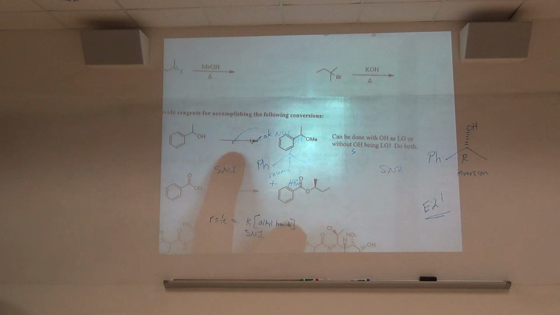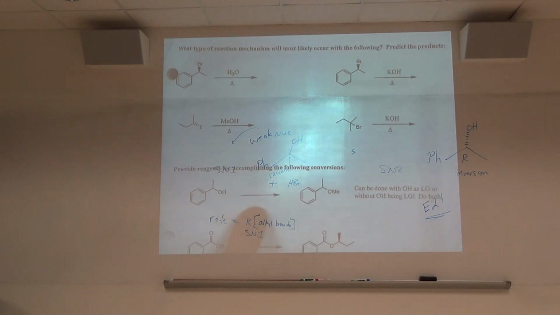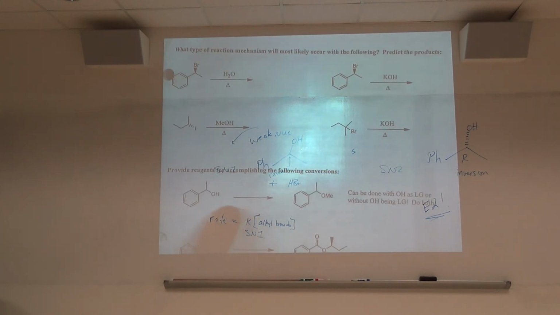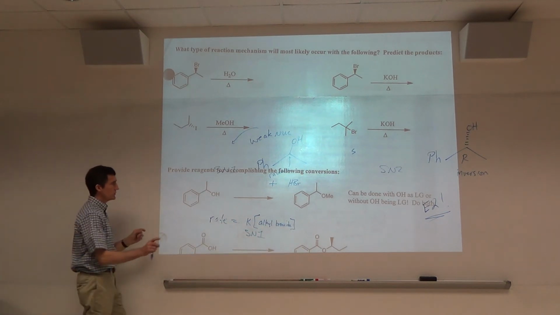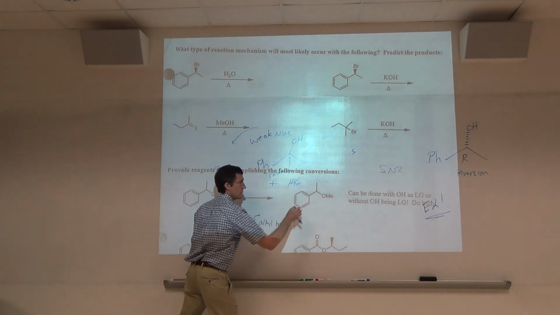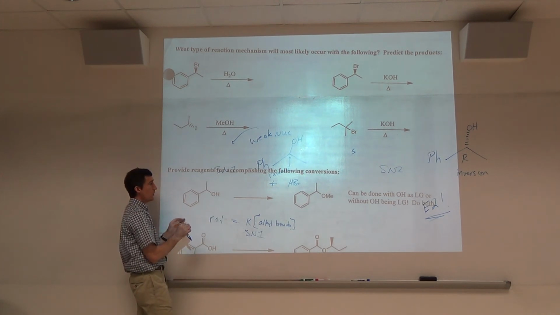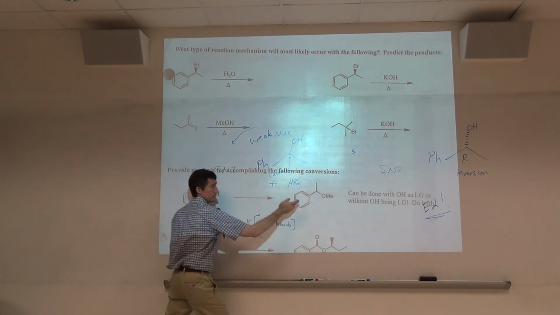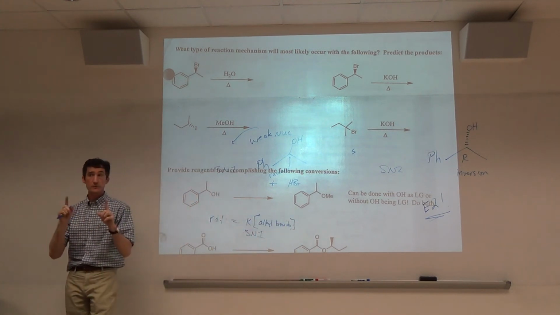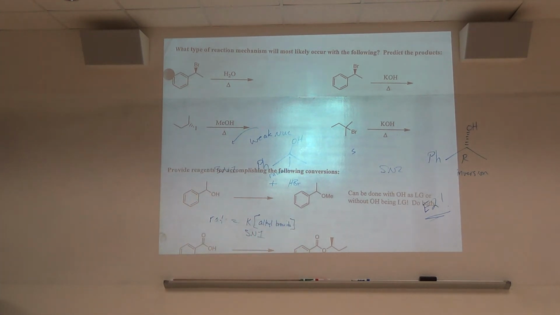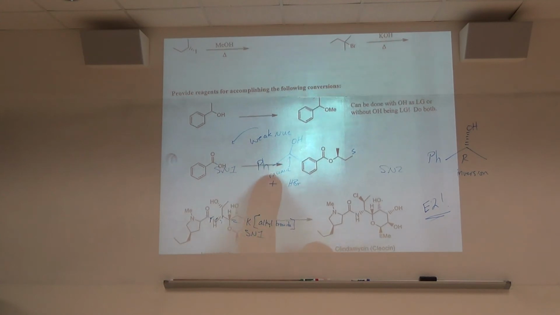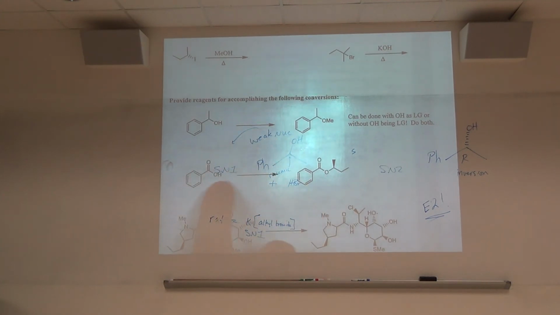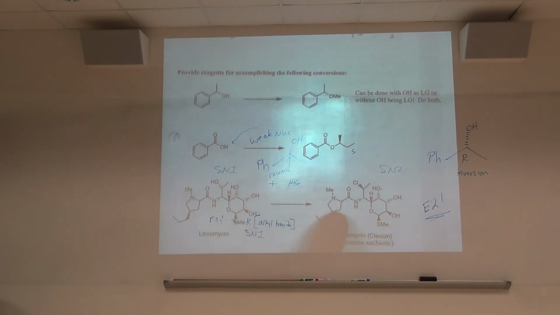Let's look below. You may be asked to supply reagents. How would you convert this to that? There's actually two different ways to do it, depending on which bond you want to make. You could either make the O-methyl bond, or you could replace all this with a new O-methyl. Two different ways. Think about both ways. Down below, that one requires a little bit more thinking. This is pretty straightforward. Go back and look at what we did today.